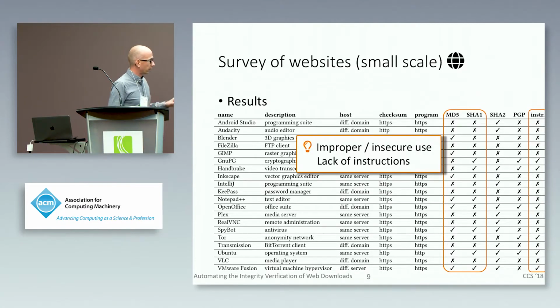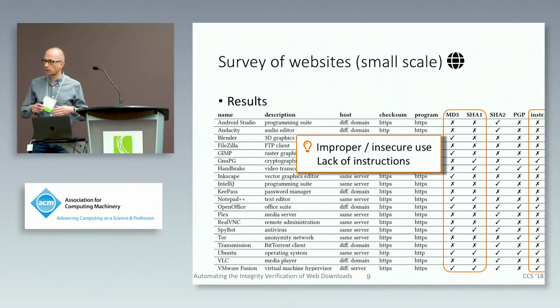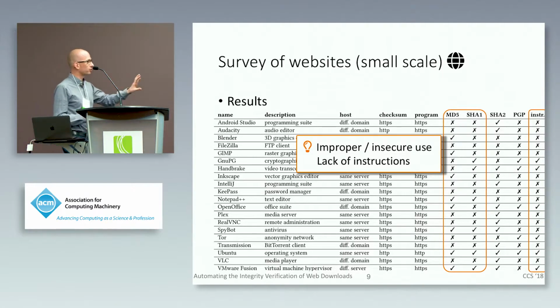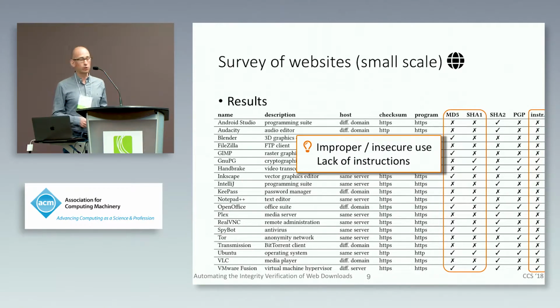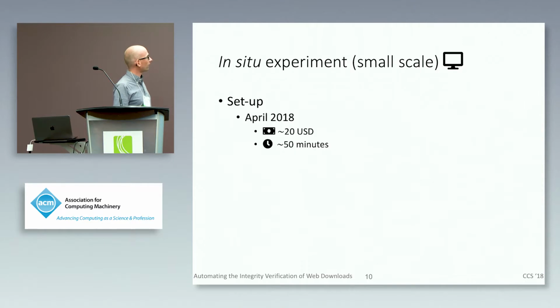All right. So again, from this data, the goal is not to assess the prevalence of checksums or how frequent a given behavior is. It's just to get an idea of the typical mistakes that can be made when using checksums. And the conclusion here is that there is often improper or insecure use of checksums, and definitely a lack of instruction, which hurts the usability and even the understanding of the visitors.